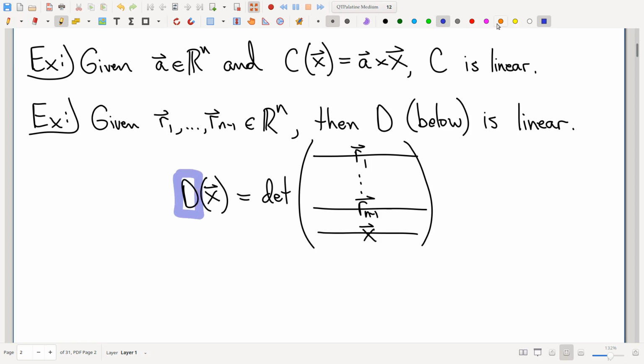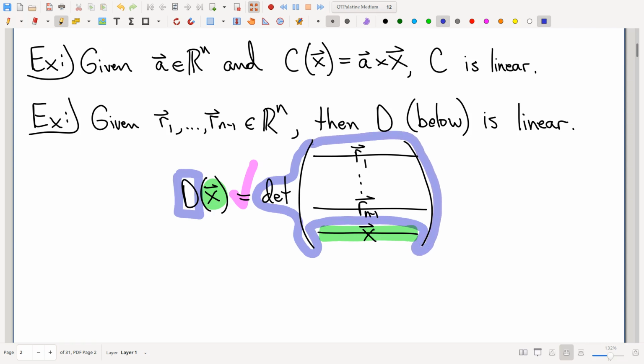D takes as its input a single vector x. D takes as its input just this bottom row right there. And what is it that D does? Well, conveniently, I've got a formula for D right there, right? So apparently what D does is everything else in this equation that then subsequently happens to x.